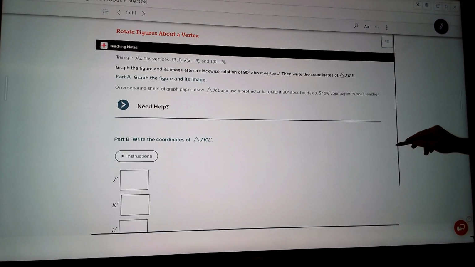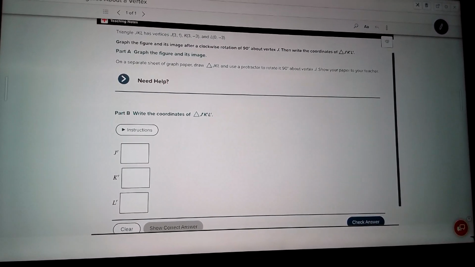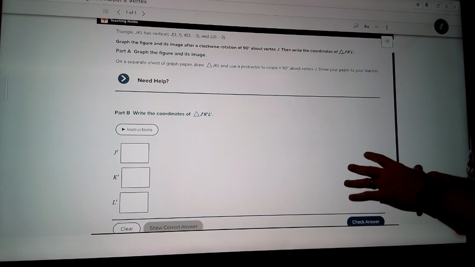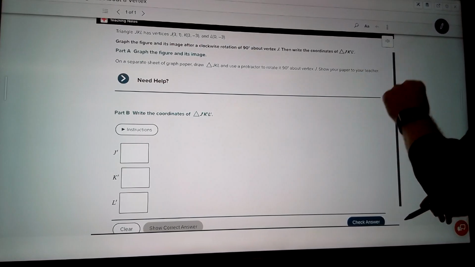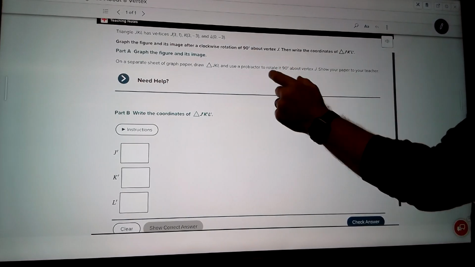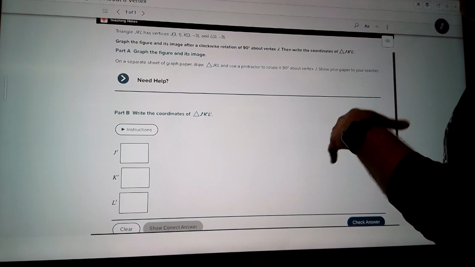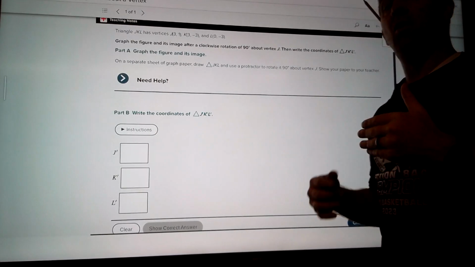Okay, so we can do this one. Triangle JKL has the vertices J is 3, 1, K is 3, -3, and L is 0, -3. Graph the figure and its image after a clockwise rotation of 90 degrees about vertex J. Now, I could go through and they want you to actually graph this on a piece of paper. I'm going to show you the next example to show you what happens to your XY when you do a rotation, and then in the back of the room, you can look at what I have written for how to get there, which will make it a whole lot easier.